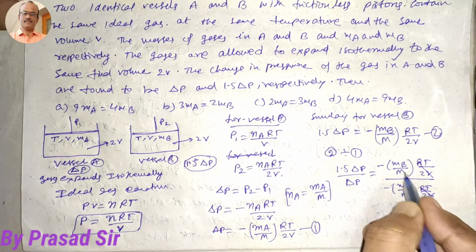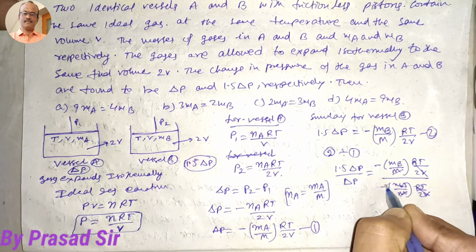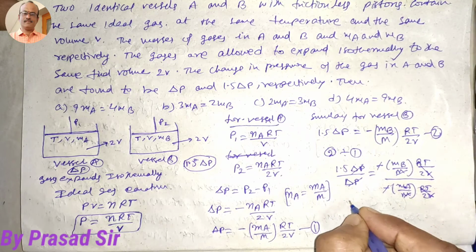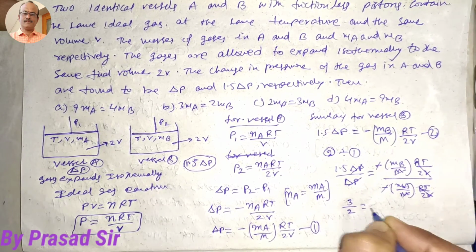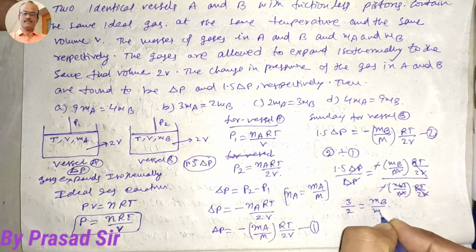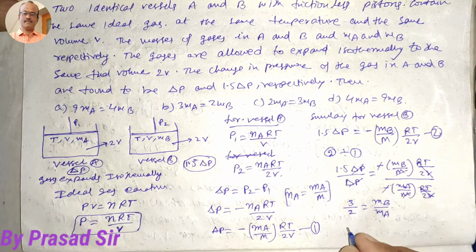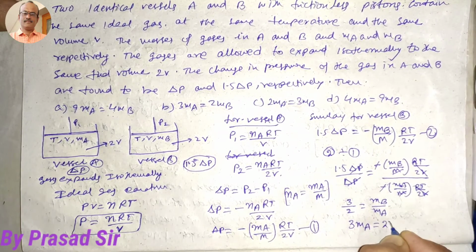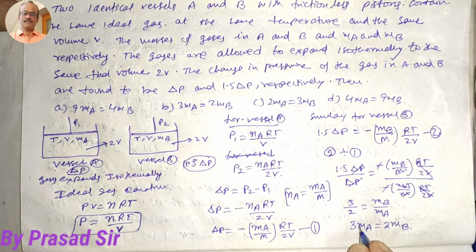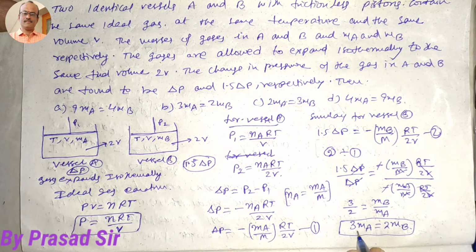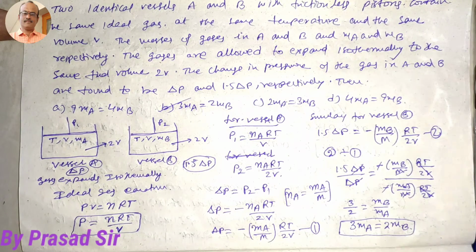RT divided by 2V, molecular weight, and the minus signs and delta P cancel. So 1.5 can be written as 3 by 2, which is equal to mass of B divided by mass of A. So on cross multiplication, 3 times mass A is equal to 2 times mass B. So which option is correct here? 3 times mass A is equal to 2 times mass B. Option B is correct.